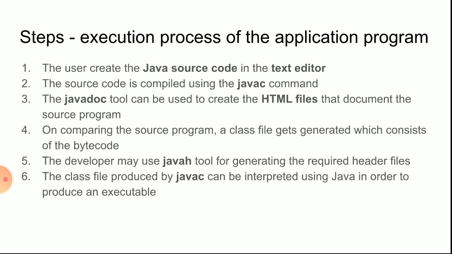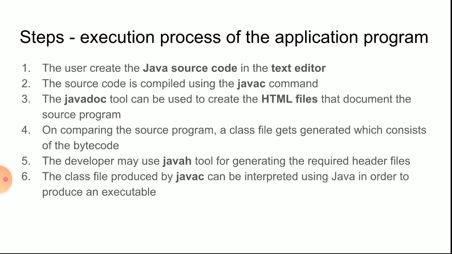Second, the source code is compiled using the javac command. You'll make use of the javac command in order to compile and check the syntax errors. Next, the javadoc tool can be used to create the HTML files that document the source program. It depends on the programmer whether to use the javadoc tool or not. On compiling the source program, a class file gets generated which consists of the bytecode. So a .class file will be generated.